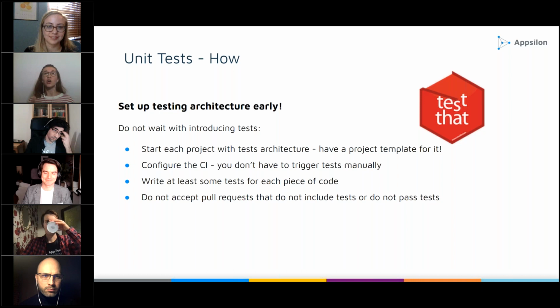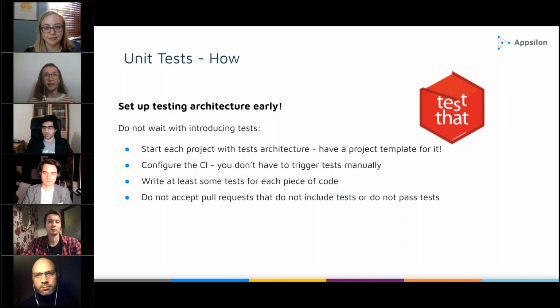So start each project with test architecture. You already know that you can have a project template to set up at the beginning. You also know that you can use continuous integration to trigger the tests automatically, so you don't have to do it manually. And please write at least some tests for each piece of code, and it will be easier to extend them later. And obviously keep your standards high, so do not accept pull requests that don't include tests or actually break them.